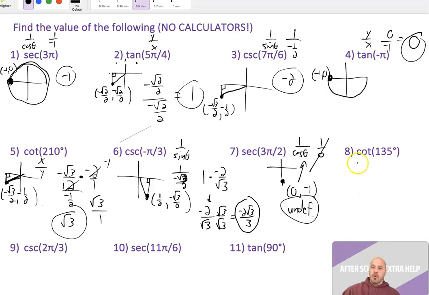Moving along. Cotangent of where do you see a negative? Cotangent of 135 degrees. So I am, 45, 90, 135 is over here, right? Again, I get that 45, 45 triangle. So both of my sides are root 2, right? But be careful, one of them is negative.